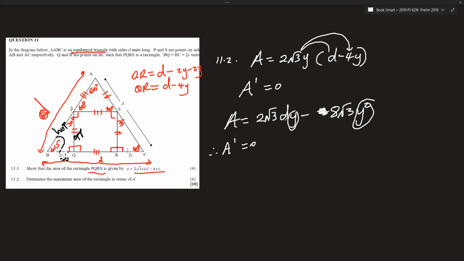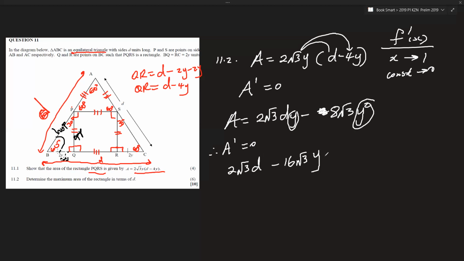So remember these rules. Derivative of x equals 1. Derivative of a constant equals 0. So y is like x in this case. So for the first part, I'm just left with 2 root 3 d. The y disappears. Here I have y squared, so I'm going to have minus 16 square root 3. Then remember, I have to minus 1 on the exponent, so I'm left with y to the power 1 now.